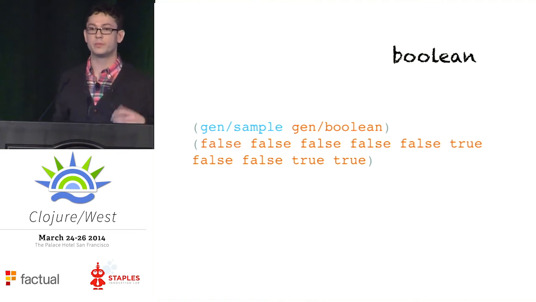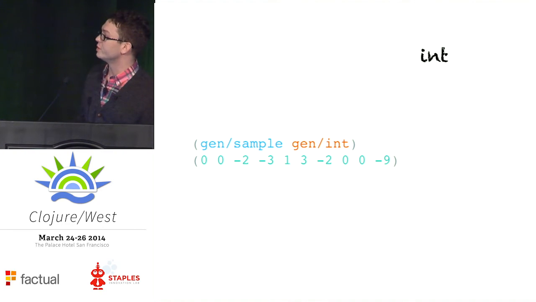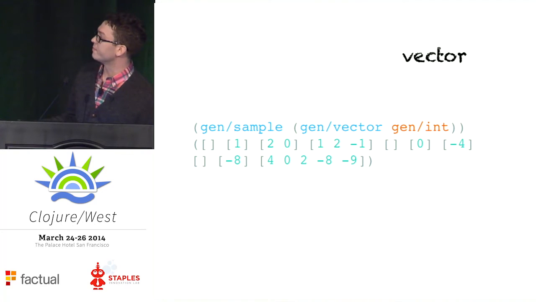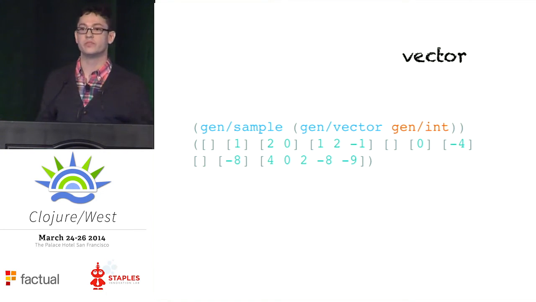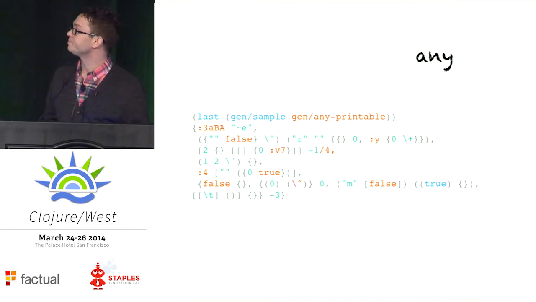So if we sample a Boolean, unsurprisingly, we just randomly alternate back and forth between true and false. Integers, we generate positive and negative integers. Vectors get parameterized by a generator. Since vectors are collections, we need to know what we're actually generating vectors of. So in this case, we're going to generate vectors of integers. But we could pass anything in there.